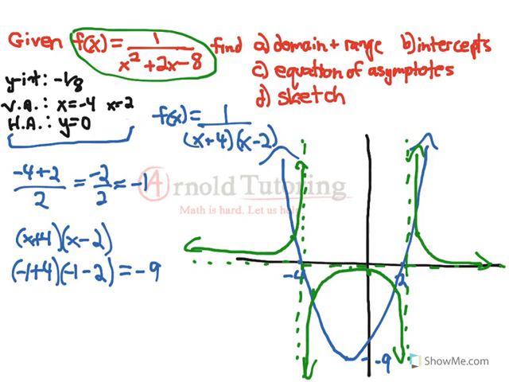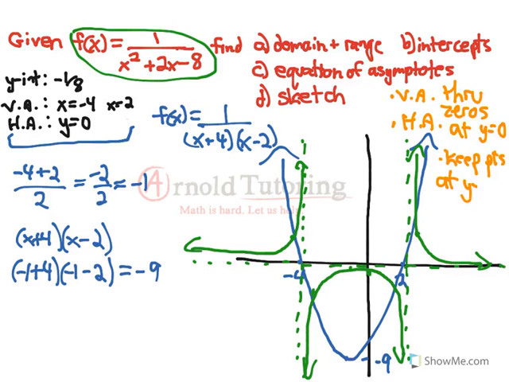This is a pretty tough question, but the first thing to figure out is that it's reciprocal. I'll quickly list those rules for writing reciprocal functions. Vertical asymptote through zeros. And again, this helps once you can actually graph what's on the bottom. Horizontal asymptote at y equals 0. That's just the x-axis. And then keep points at y equals 1 and y equals -1.